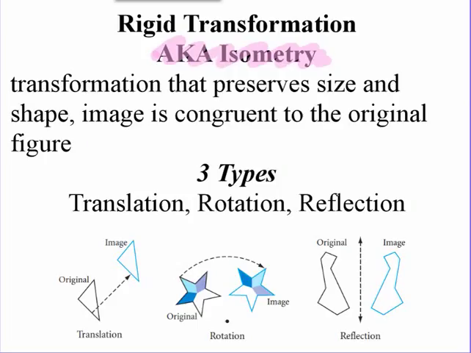So we have three types of rigid transformations, or three types of isometries. And those are what we're going to focus on today. A translation, a rotation, and a reflection. And what we're going to do is break down each of these three and look at them individually. These are the three types that you need to know. And you've seen all of these before. This should be nothing new. Okay? So, all three of those preserve size and shape, and the image will be congruent to the original figure.